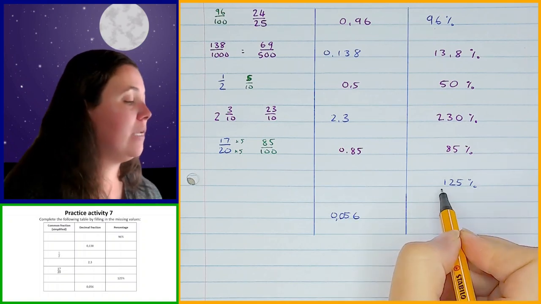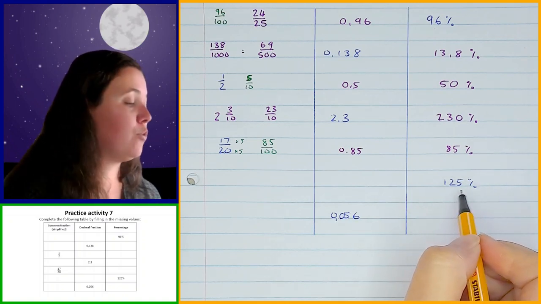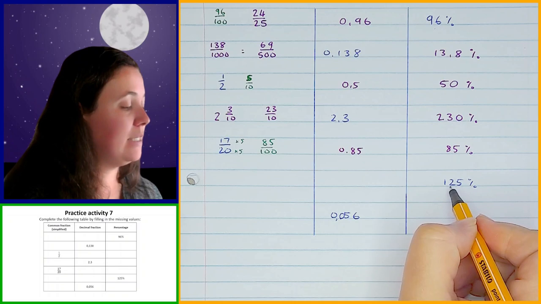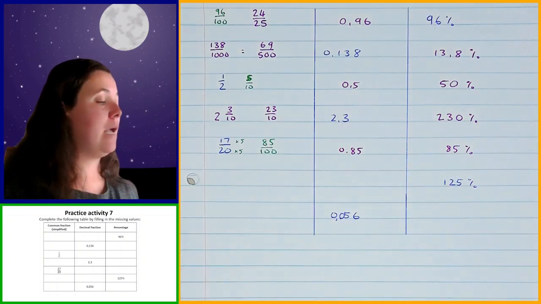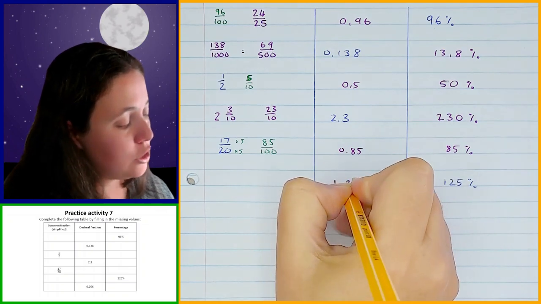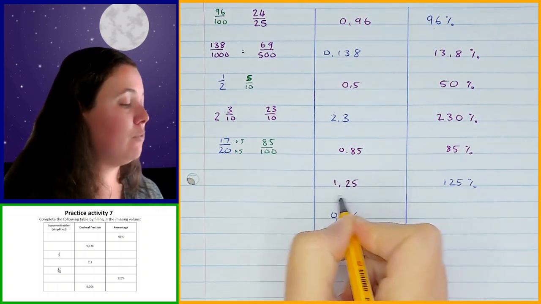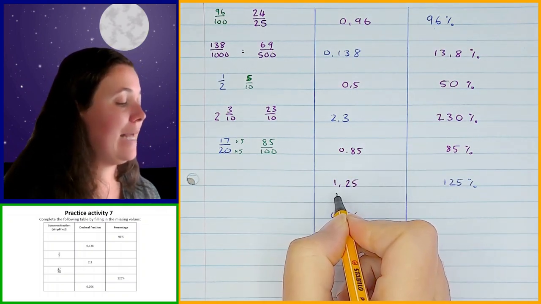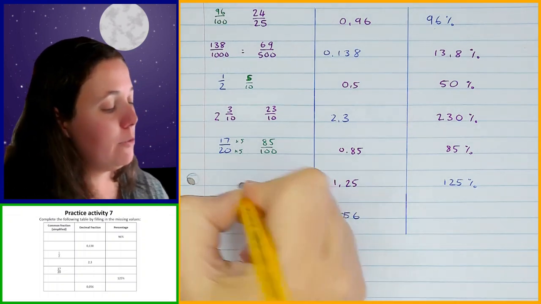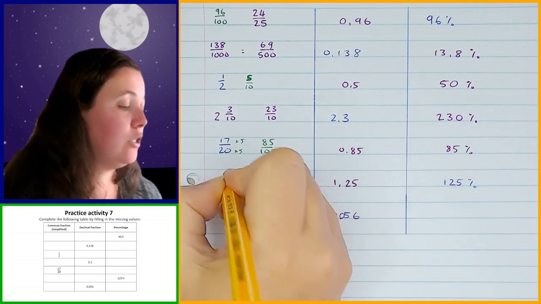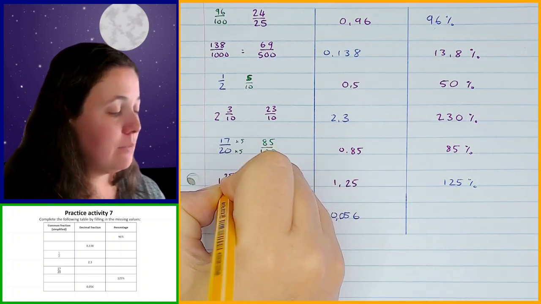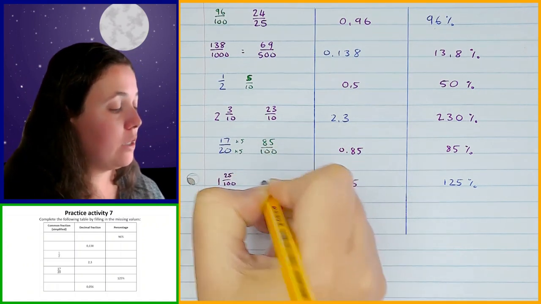125%. So here you've been given more than 100%. If I move my decimal point two places to the left by dividing by 100, that's going to give me 1.25. So when I write it as a decimal fraction, it's 1.25. And as a common fraction, it's 1 and 25 over 100. But I can simplify that to 1 1/4.